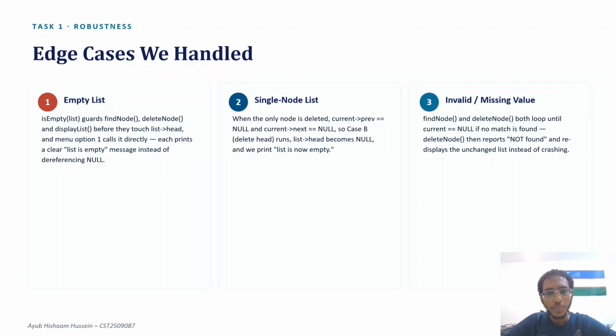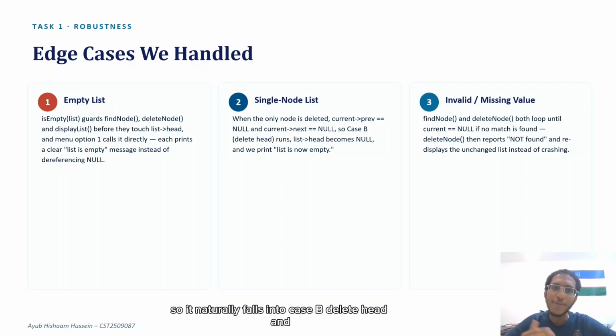Second, a single node list. When that one remaining node gets deleted, both its prev and next are null, so it naturally falls into case B. Delete head and list to head becomes null, printing "list is now empty".